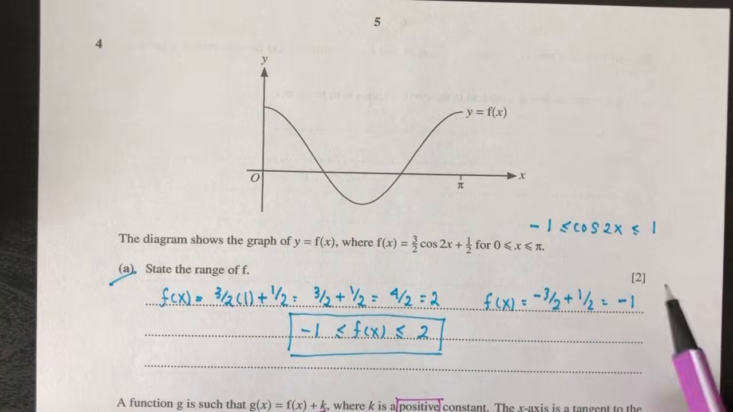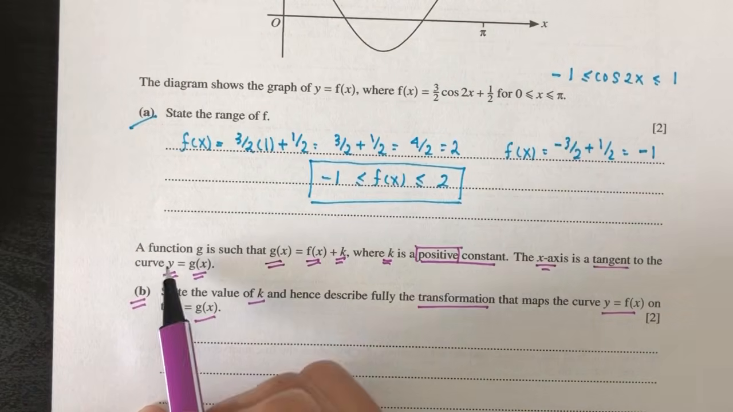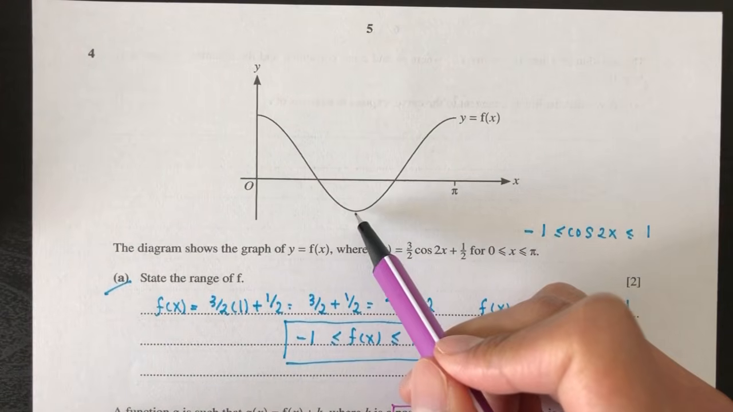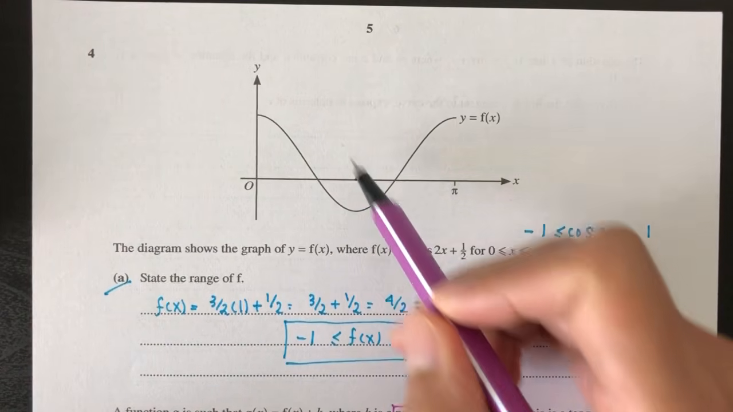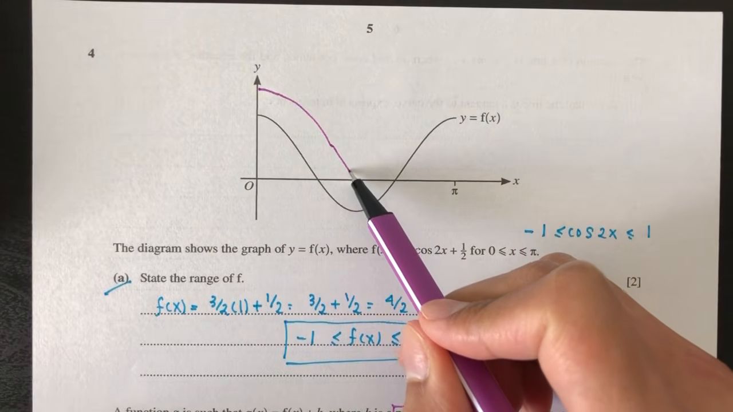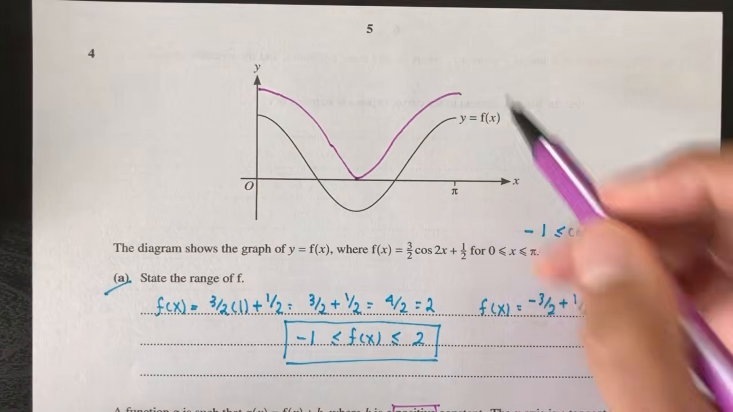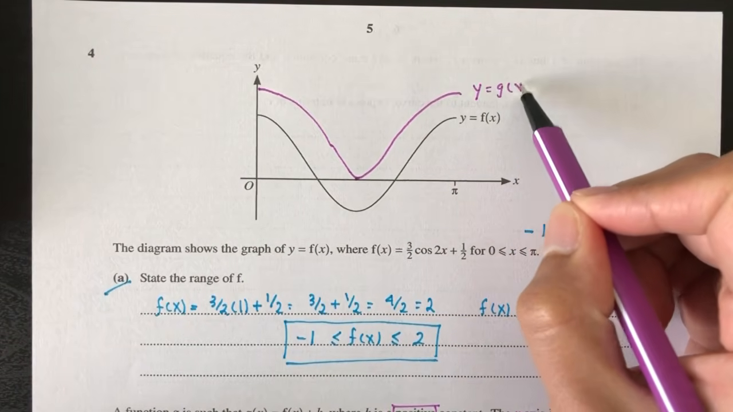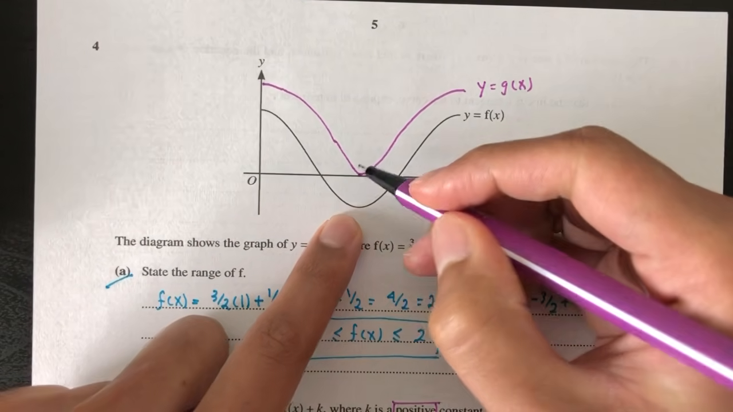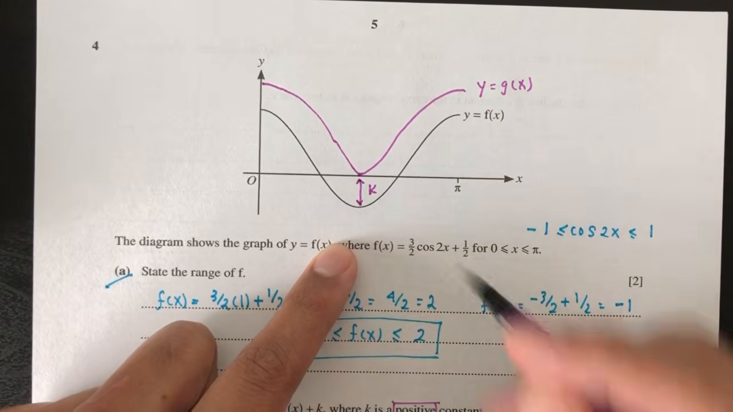Now the new curve g(x) will be, it says the x-axis is a tangent to the curve. So basically, if you were to draw the curve now, this point here will become right here. So your curve g(x) will look something like this. It is not perfect, but this will be your curve y equals g(x). So now the question is, what is the value for k? k made the curve move from this point to this point. That's the value for k.